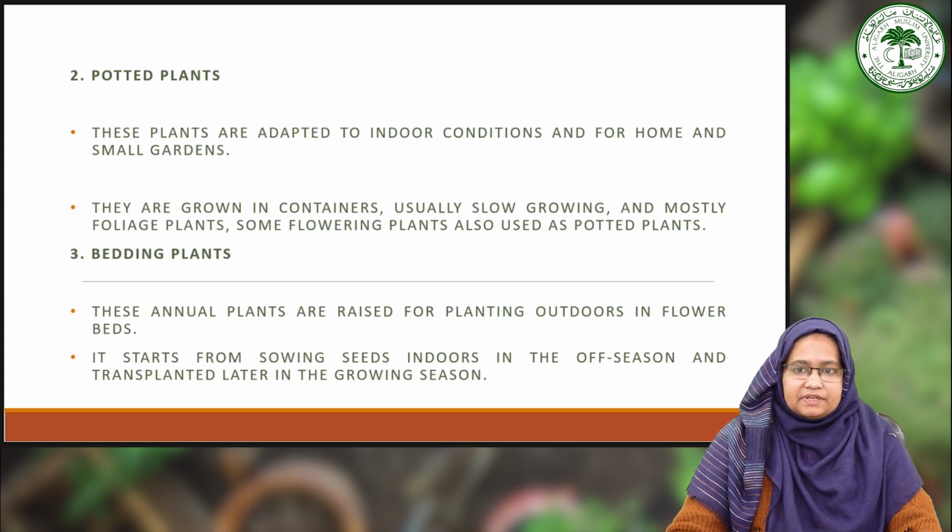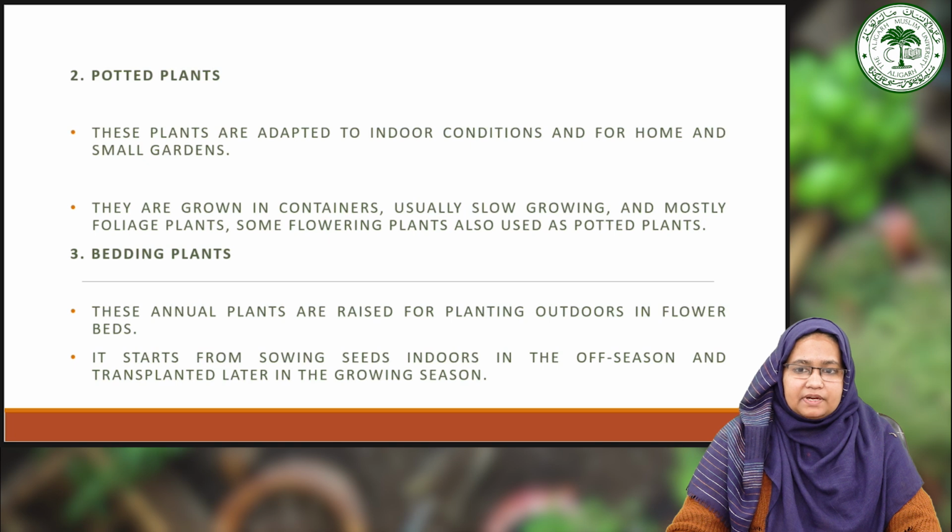Next, based on application, is potted plants. These plants are adapted to indoor conditions and for homes and small gardens. They are grown in containers, usually slow growing and mostly foliage plants. Some flowering plants are also used as potted plants.